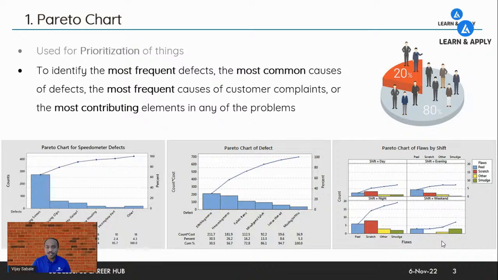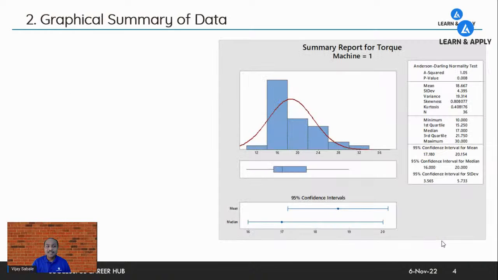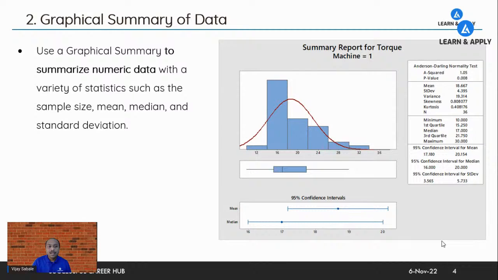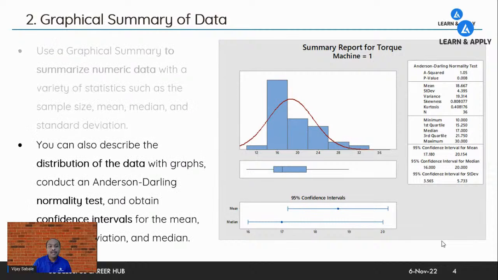Once we understand this first tool, which is used for prioritization, let's understand the second tool, which is called a graphical summary of the data. When we use this tool, we get everything about the data, and that helps you understand what course of action we need to initiate or what next step we should take. Use a graphical summary to summarize numeric data with a variety of statistics, such as sample size, mean, median, and standard deviation, and we can also see the distribution of the data. That means whether our distribution is right skewed, left skewed, or contains segregated parts, we can see everything in that.